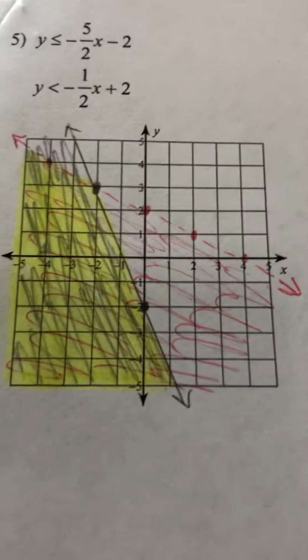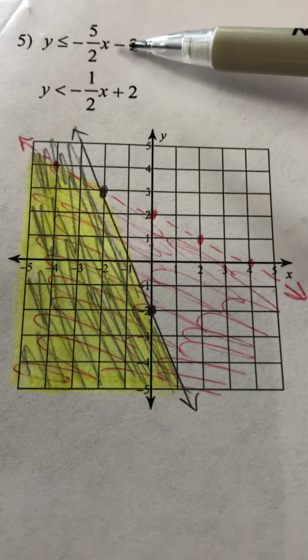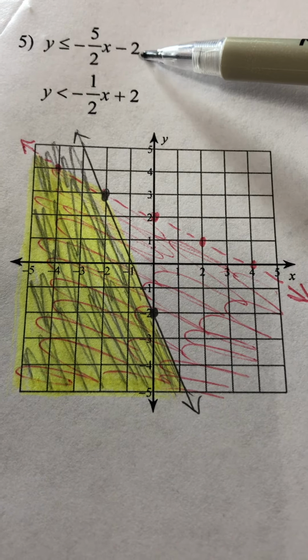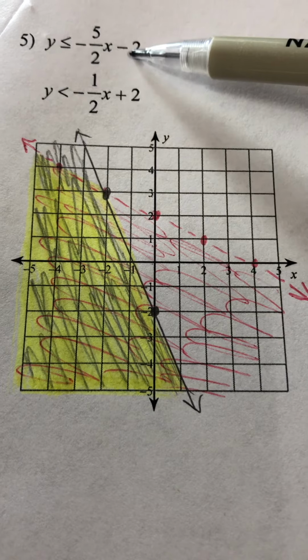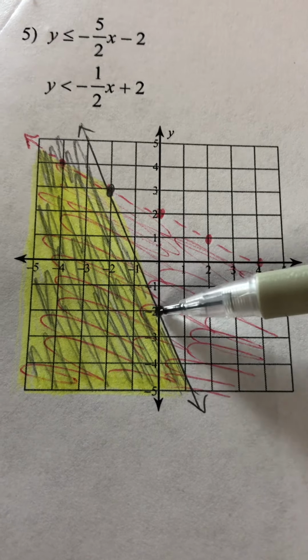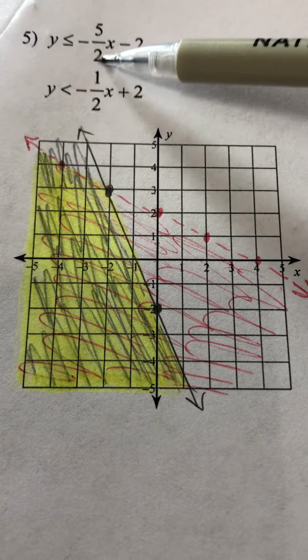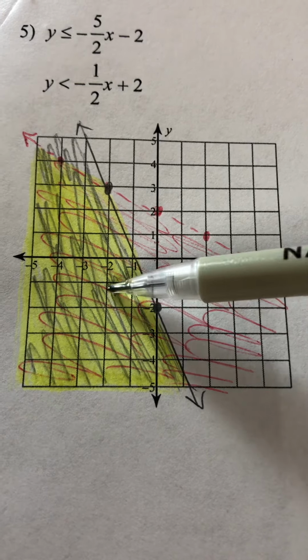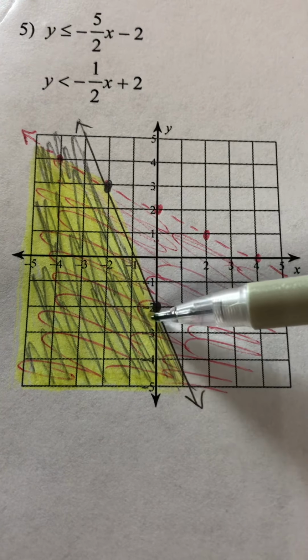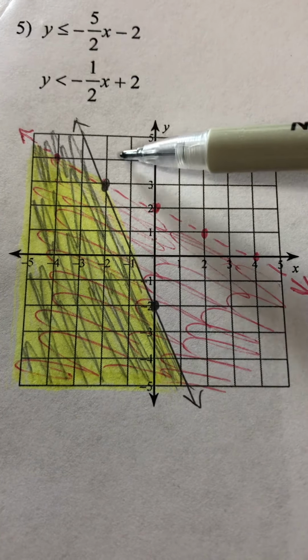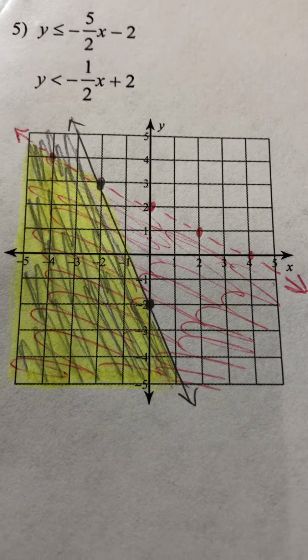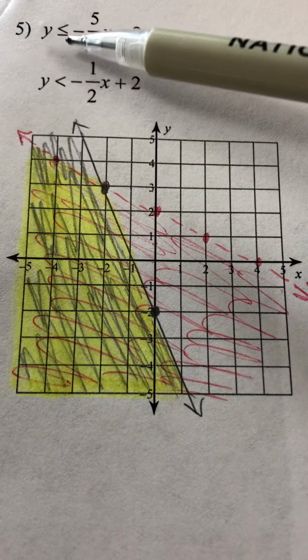Number 5. In pencil is the first inequality. My y-intercept is -2, and my slope, it goes down 5 over 2. Okay, I had to back this one up. This goes down 5 over 2 to get to this point. So that's how I created my line. Solid line because it could be equal to it.